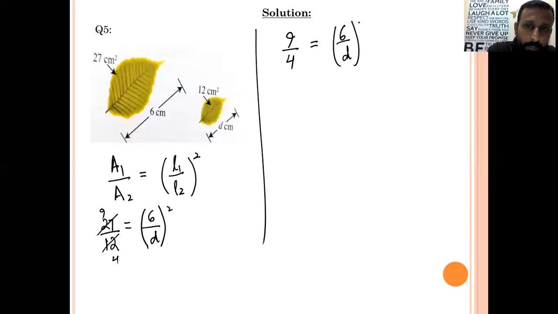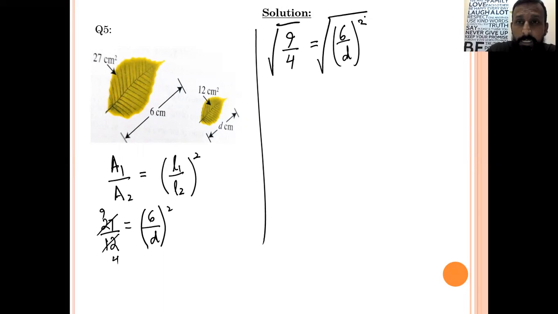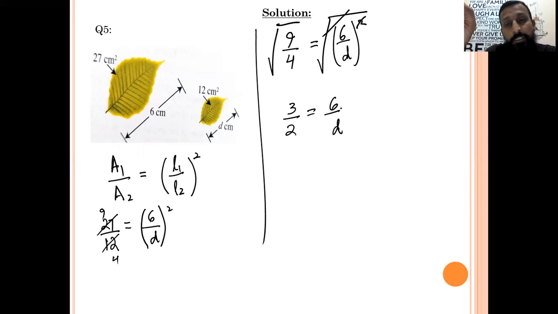Now we need to get rid of this square on the right hand side. For this, what we will do, we're going to take square root on both the sides. So square root on this side, square root on this side, they cancel out each other. The square root of 9 is 3. The square root of 4 is 2. So you have 6 upon d. Still d is unknown. Cross multiply the two denominators on either side. 3 multiplied by d and 6 multiplied by 2 is 12.